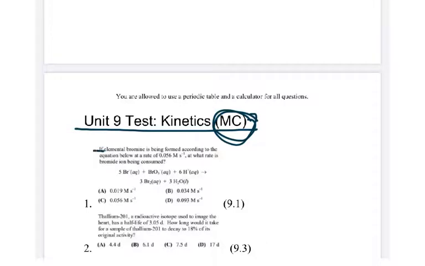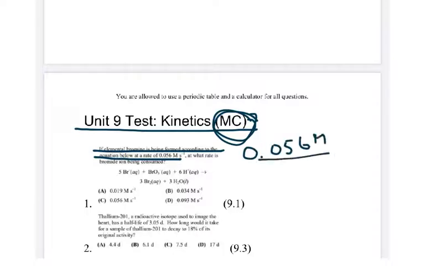Number 1. If elemental bromine is being formed according to the equation below at a rate of 0.056 molar per second, at what rate is bromide ion being consumed? This reaction tells us that for every 3 moles of elemental bromine that is being produced, 5 moles of Br- is being consumed. So we can use this relationship to solve this question. There are other ways, such as relating all the chemicals via a formula that I discussed in video 9.1, but I don't like doing that, so we're not going to do that.